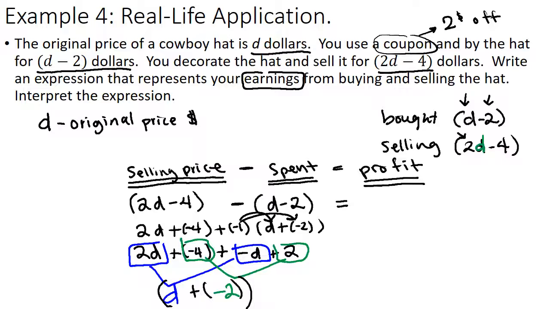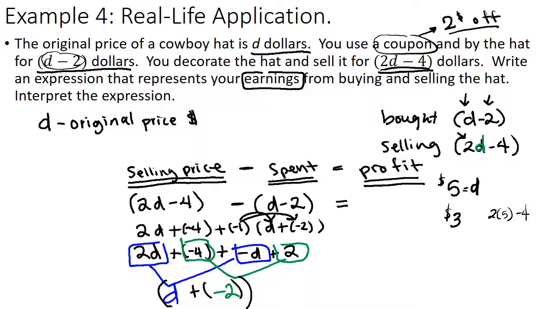So if we run through this with some numbers, let's just say our hat is $5 originally. D is equal to 5, okay? Originally the hat cost $5. So we got our coupon, we took $2 off, so we spent that D minus 2, so we ended up spending $3, okay? When we spent those $3 and then we sold it for this 2D minus 4, what we're taking is that 2 times by 5 and minusing 4. This is what we're selling it for.